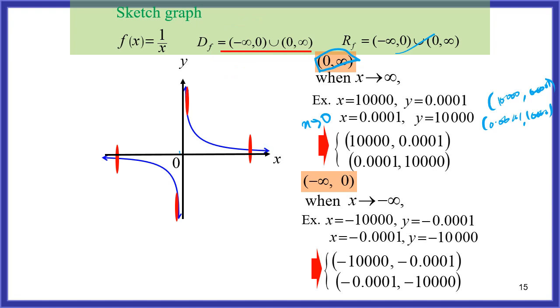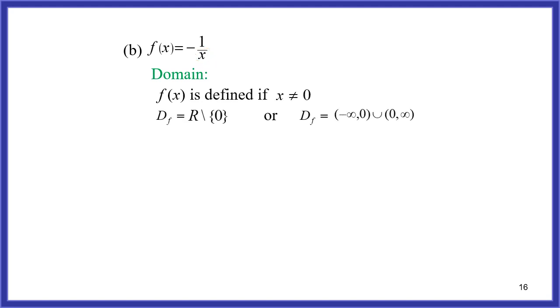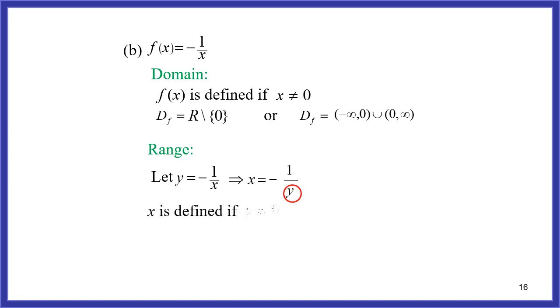Okay. Do we need to do this every time? No, we just have to know the basic shape of the 1 over x graph. How about the negative of 1 over x? So the domain will be the same. It's only defined when the denominator is not equal to 0. So here x is not equal to 0. So the domain will be everything except for 0. And the range, let y equal to negative 1 over x. So x equal to negative 1 over y. So y not equal to 0 is the same as the previous example. So now to sketch the graph.